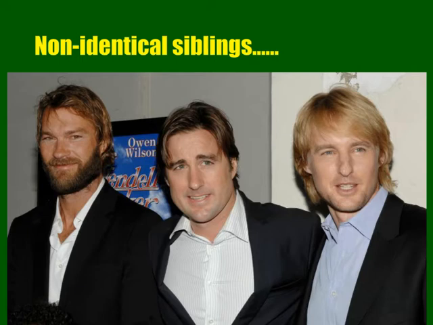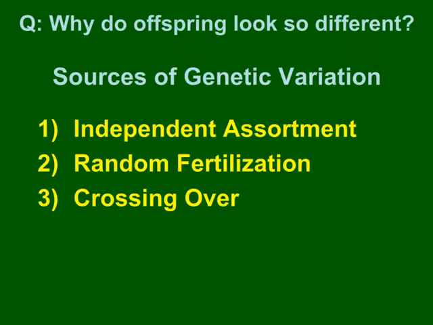So in the next few slides, we'll figure out just what contributes to the great genetic and phenotypic variation among non-identical siblings. The reasons why offspring from the same parents can look so different can be boiled down to three sources of genetic variation. These include independent assortment, random fertilization, and crossing over.